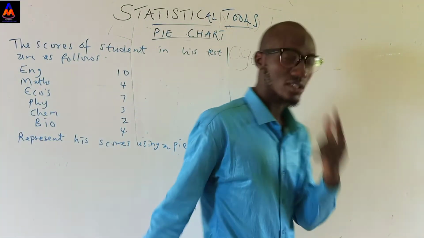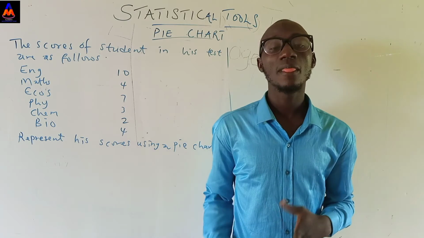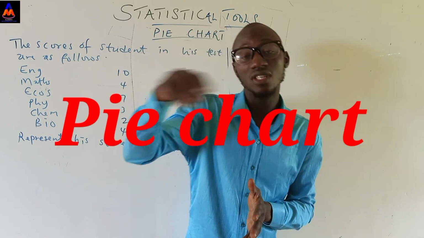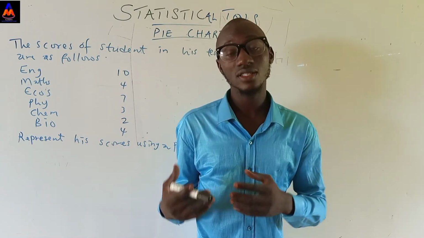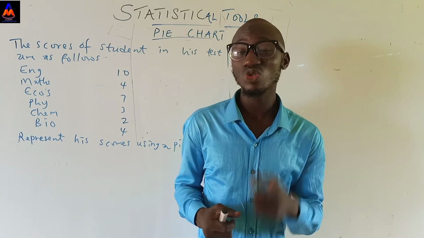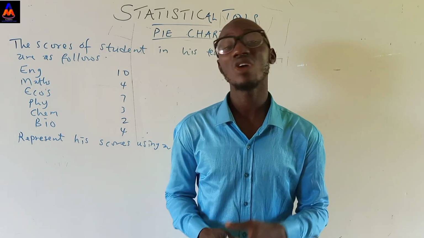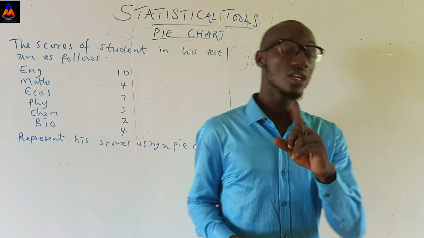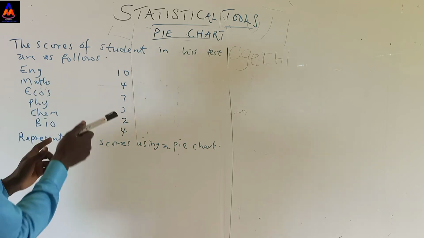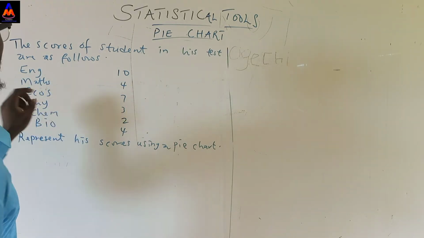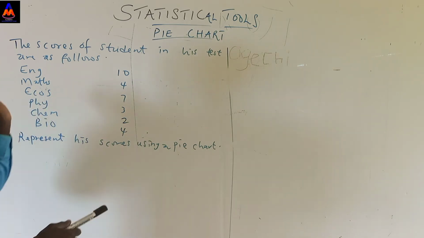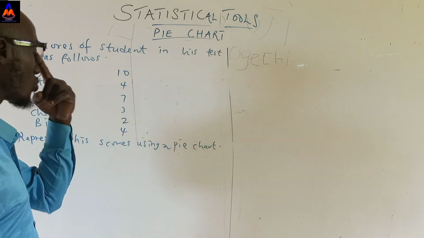Another statistical tool in representing our data is what we call a pie chart. A pie chart represents data using a circle. It implies that if you are to convert the given data into a circle, you have to convert it into degrees. So I'm going to demonstrate to you how to convert the given data into degrees. Given this example, the scores of students in this test are as follows: English 10, Maths 4, Econs 7, Physics 3, Chemistry 2, Biology 4. I have to represent this score using a pie chart.